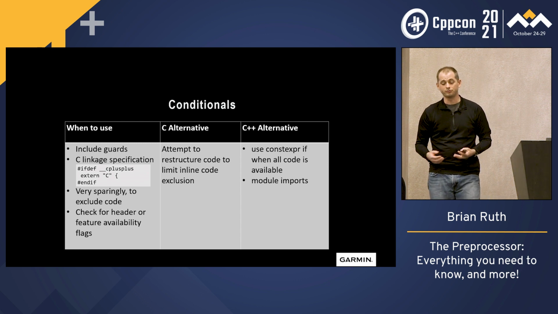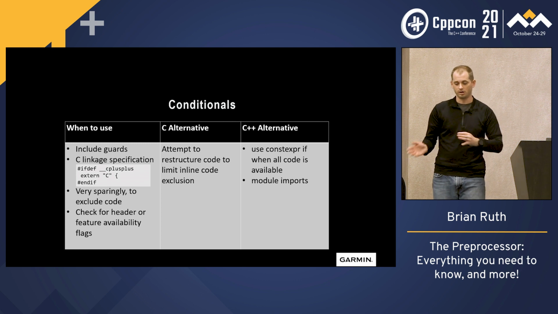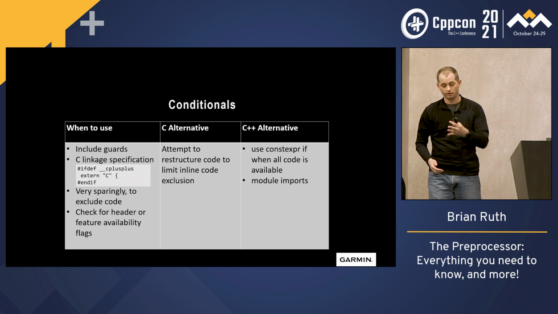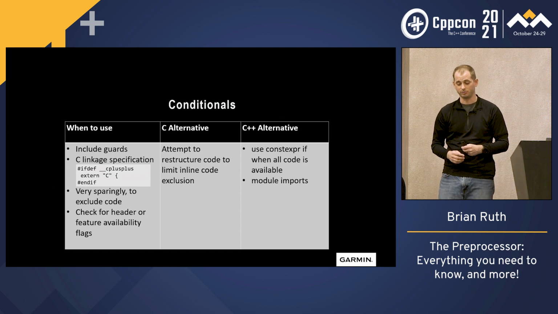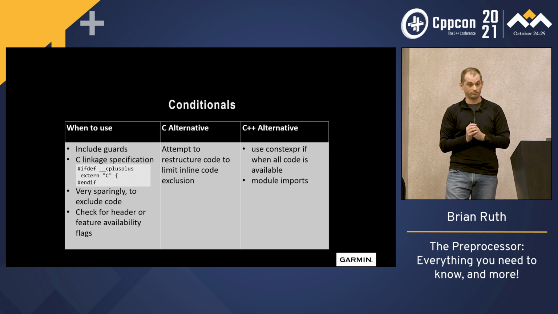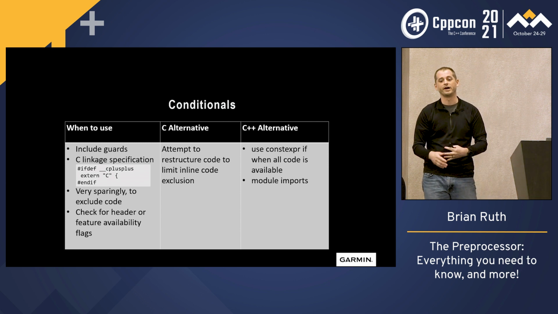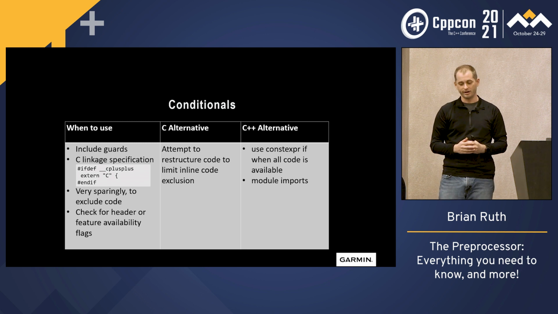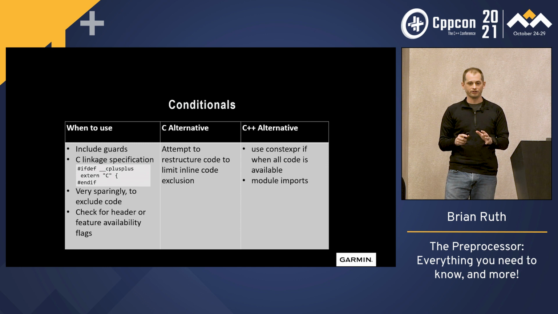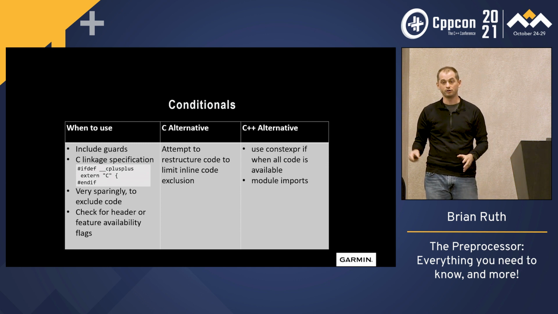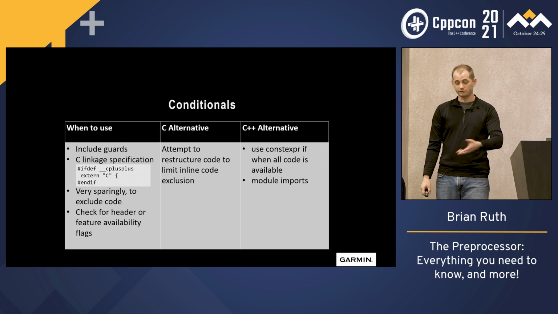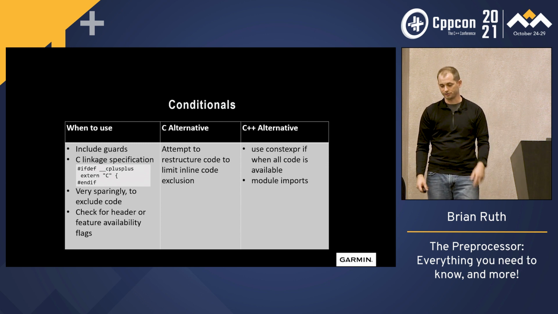So for conditionals, they are most often used in include guards. They can also be used for C linkage specification, if you need to go back and forth and make sure that the names aren't mangled when you're linking something with C, so that ifdef __cplusplus, extern "C" you see a lot. You want to use it very sparingly to exclude code. If you need to reduce your binary size or certain things don't apply in certain situations, you can use that to exclude things. But use it sparingly, because the more you intersperse that throughout your code, the more difficult it is to read, follow and maintain. And you can use it to check for header and feature availability, which I'll show in a second.